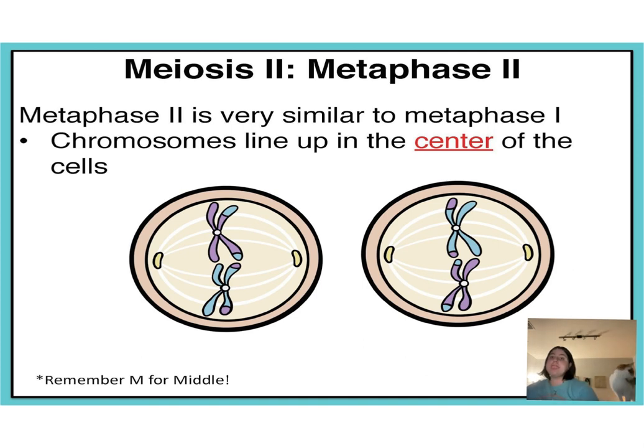In metaphase two, it's super simple compared to metaphase one. Chromosomes line up in the center. They're not in pairs anymore, so it's just a line of chromosomes. M for middle, same thing. They line up in the middle, except this is happening in two cells instead of one.